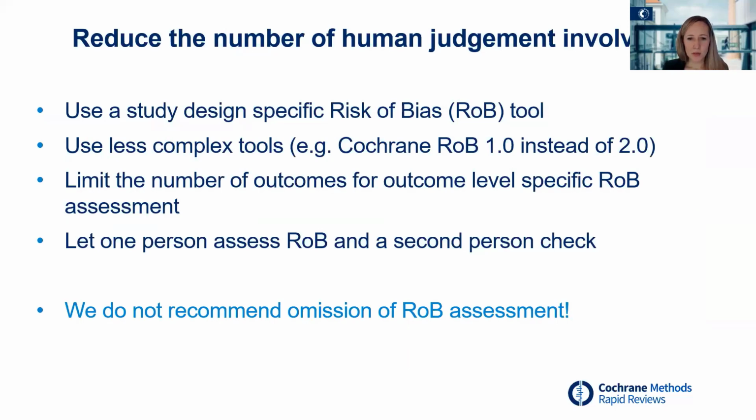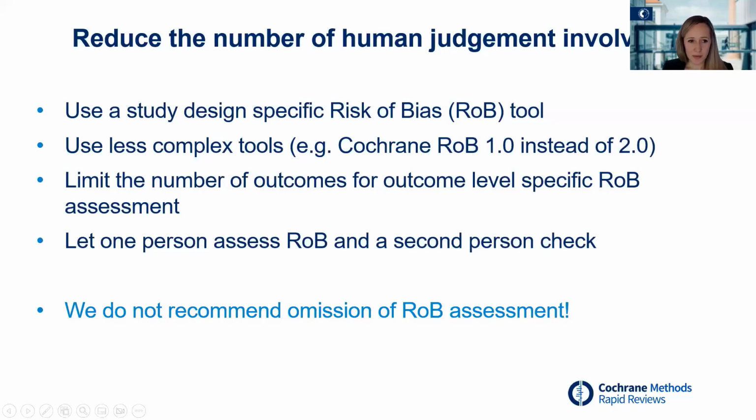We recommend that you use a study design specific risk of bias tool. You can use a less complex tool over a more complex tool. For example, if you include randomized controlled trials, you could use the older risk of bias tool instead of the 2.0, because it is a little bit easier to implement.